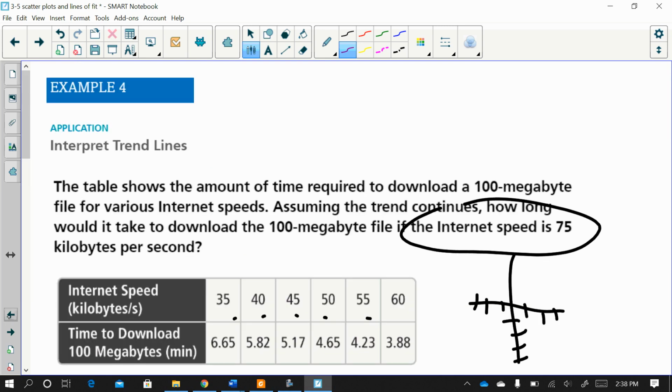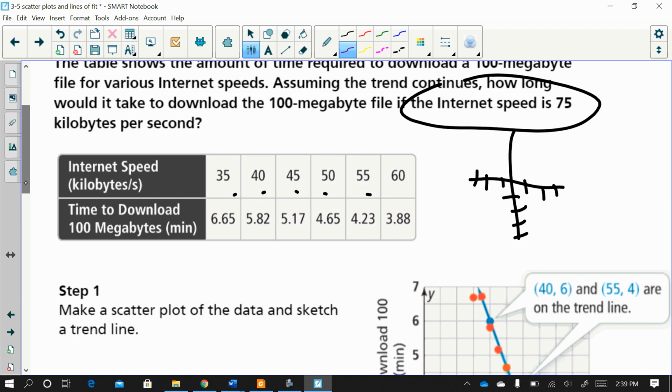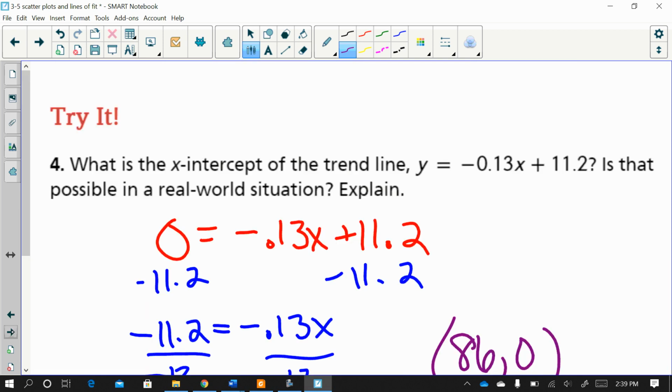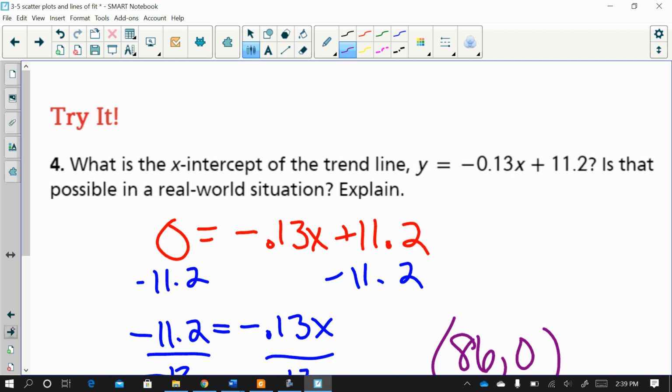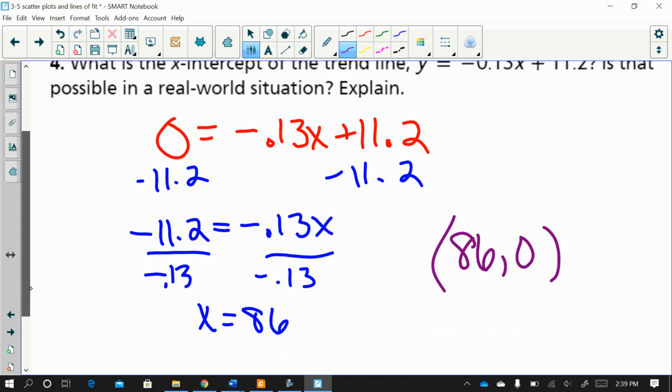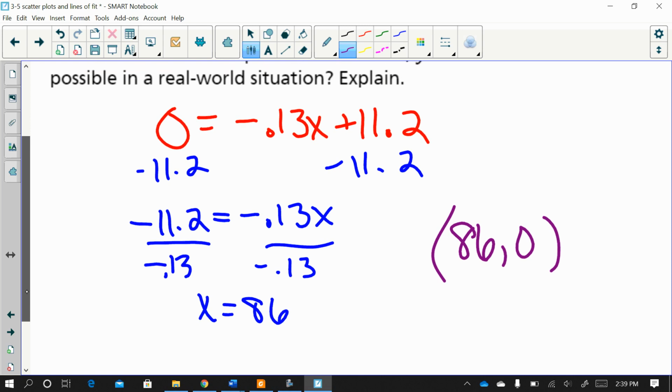So let's flip back to see what x and y were. x is the internet speed, and y is the time to download. So we had (86, 0). So if my internet speed is 86 kilobytes, is it going to take 0 seconds to download? Or, I'm sorry, 0 minutes. I was reading that wrong. Oh, no, that doesn't really make sense.